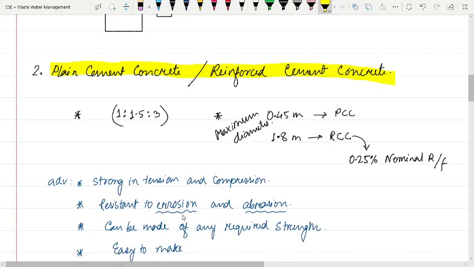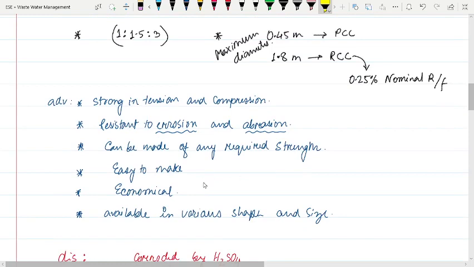Their resistance to erosion and abrasion can be made of any required strength because we just have to change the proportion of the cement and other materials so that we can build a stronger sewer. So the strength can be variable, and according to requirement we can make those pipes stronger.